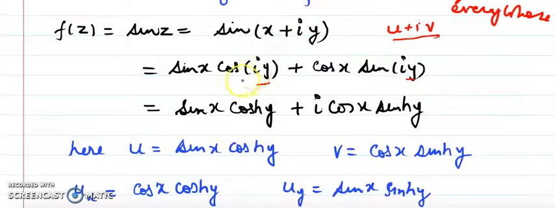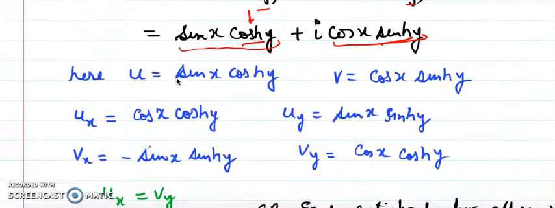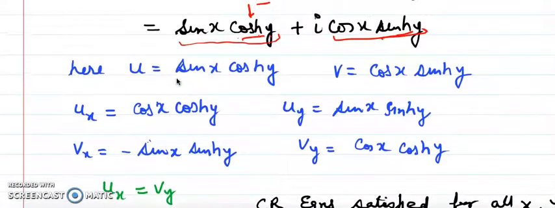After applying that result, because cos has no iota, we get cos iota y written as cosh y. But when it is sine iota y, it becomes iota times hyperbolic sine y. So now I have that this becomes my u function and this is v. Now the next step is to find out the CR equations, whether they are satisfied or not.